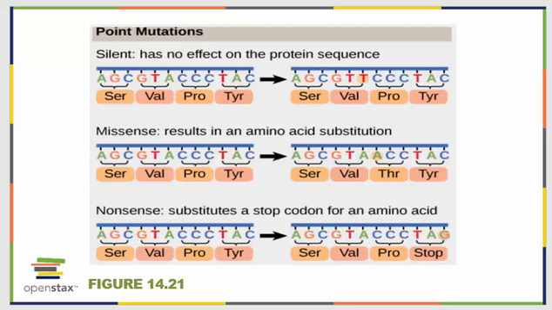Here are three examples of simple mutations. There are point mutations that are silent, so they have no effect on the protein sequence. There are missense mutations, and they result in a single amino acid substitution. They might not seem very big, but cystic fibrosis is caused by a missense mutation. In nonsense mutations, a stop codon is substituted for an amino acid. That means that any potential protein made is going to be far smaller than it ever should have been, and it's going to greatly affect its function.